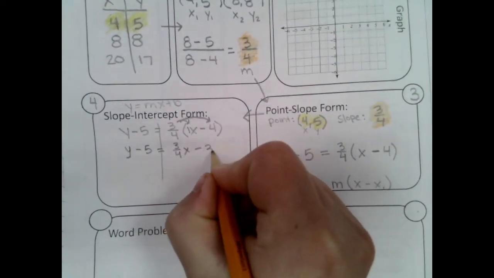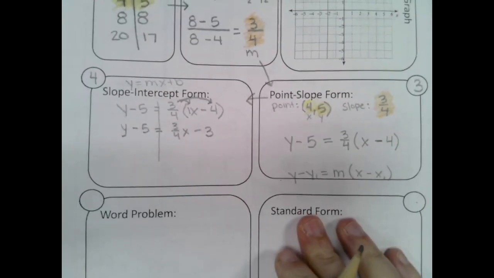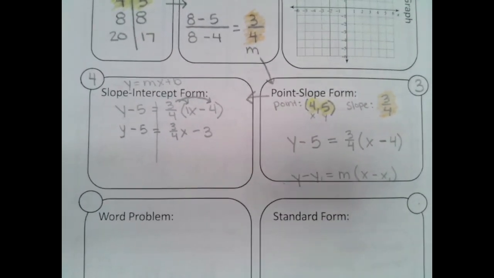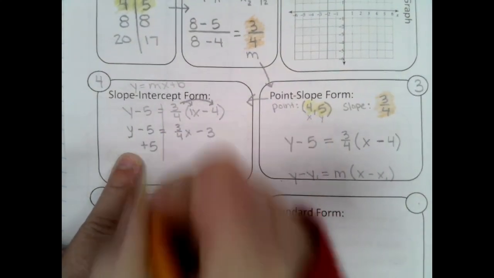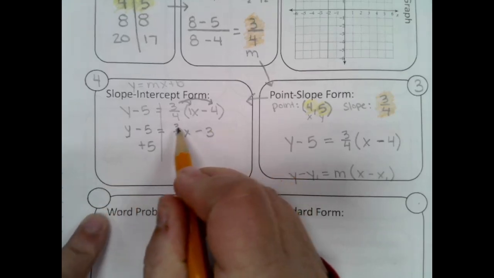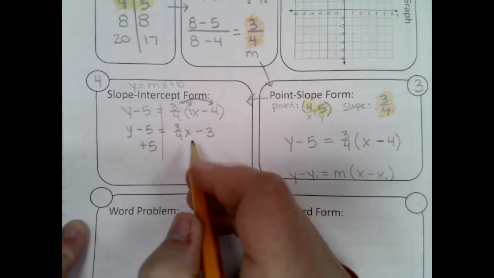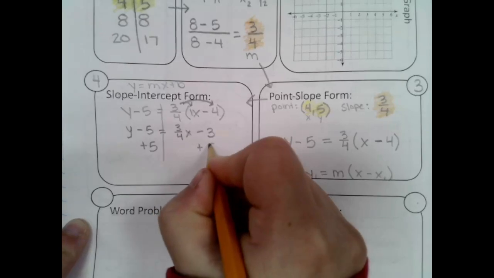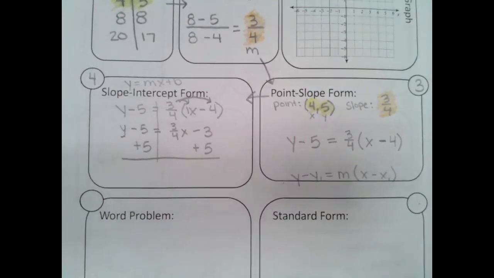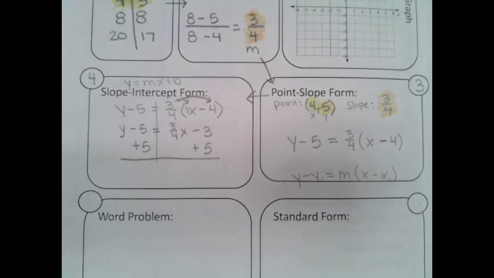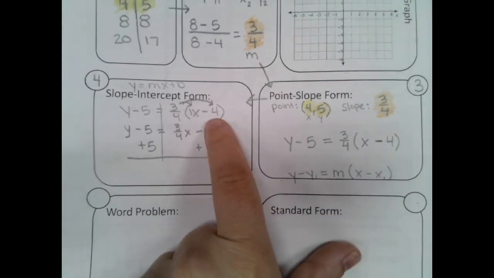And now, like Abdul said earlier, how are we going to get y by itself? Good, we have to undo that -5 by doing +5. Where on the right side would I add 5? Good, with that -3. Why is that a -3? Because it was a -4, so a positive times a negative is a negative.